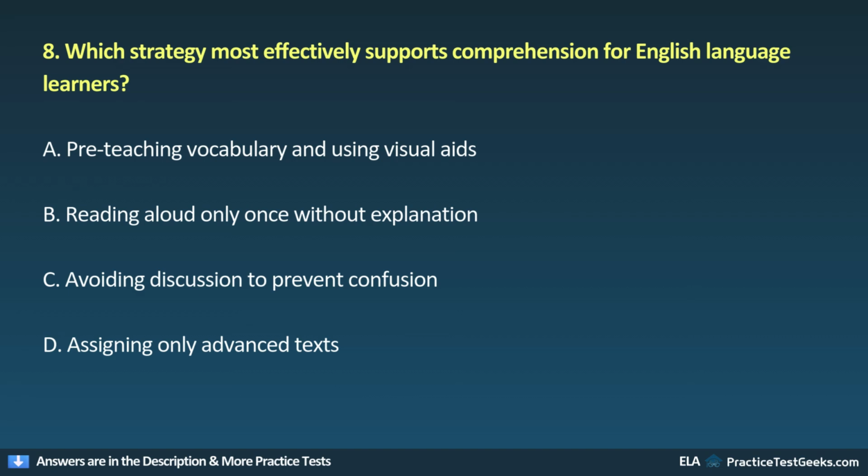8. Which strategy most effectively supports comprehension for English language learners? A. Pre-teaching vocabulary and using visual aids. B. Reading aloud only once without explanation. C. Avoiding discussion to prevent confusion. D. Assigning only advanced texts.